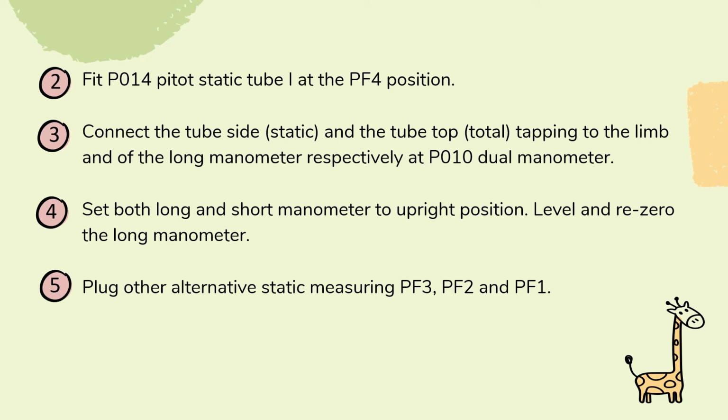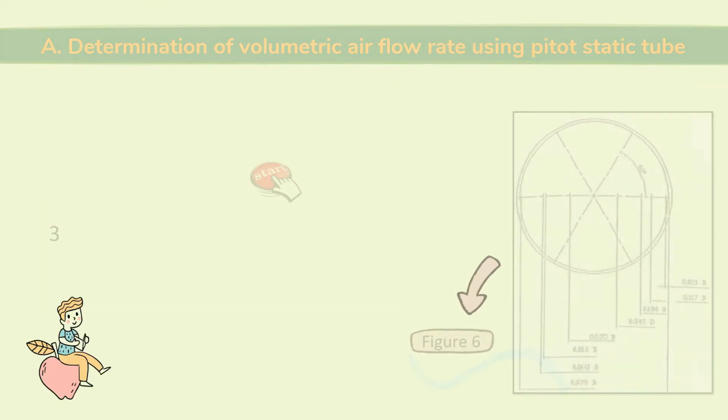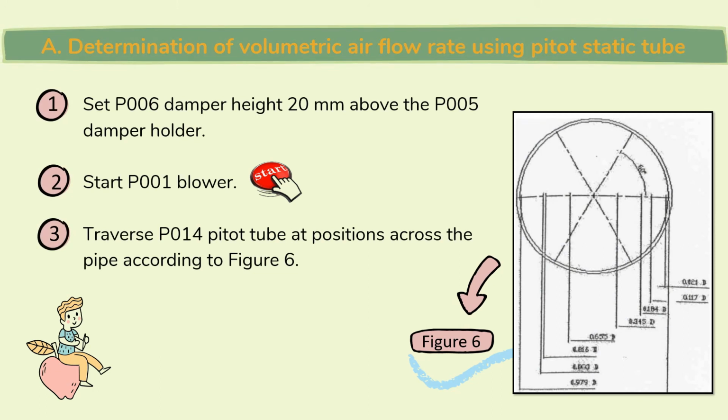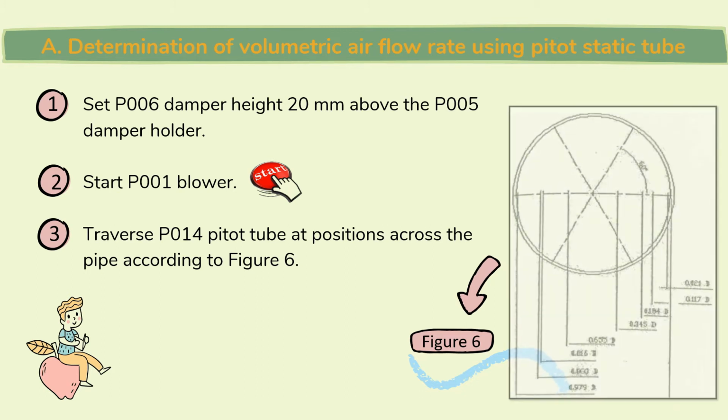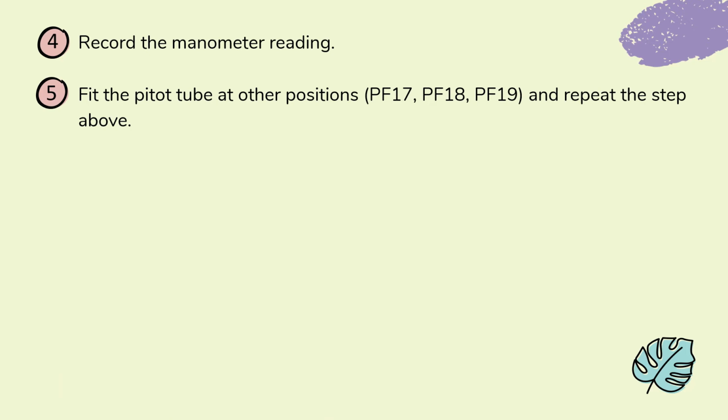Step 5. Plug the other alternative static measuring points PF3, PF2 and PF1. Next, let us have a look at the determination of volumetric airflow rate using the Pitot static tube. First of all, set the P006 damper height 20 mm above the P005 damper holder. Then start the P001 blower. Traverse the P014 Pitot tube at positions across the pipe according to Figure 6. Next, record the manometer reading. Then fit the Pitot tube at other positions, which are PF17, PF18, PF19, and repeat the step above.